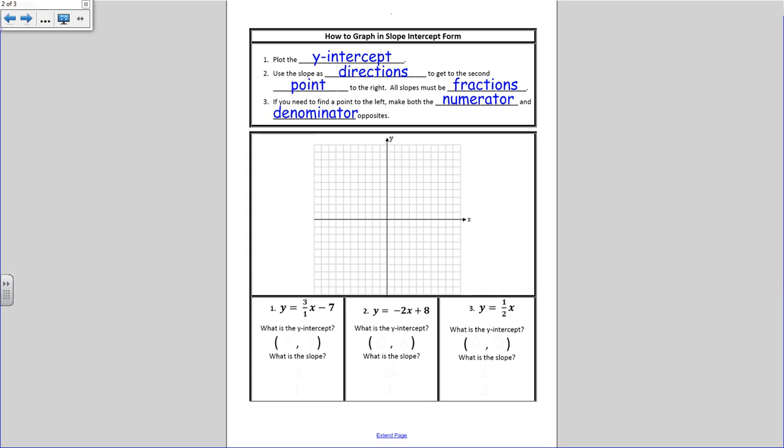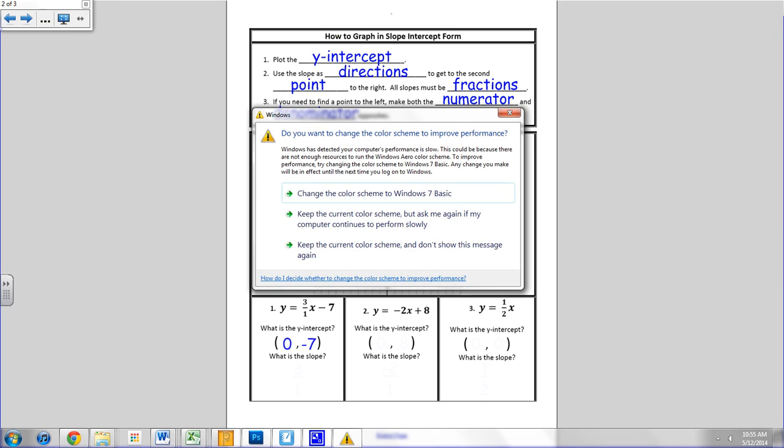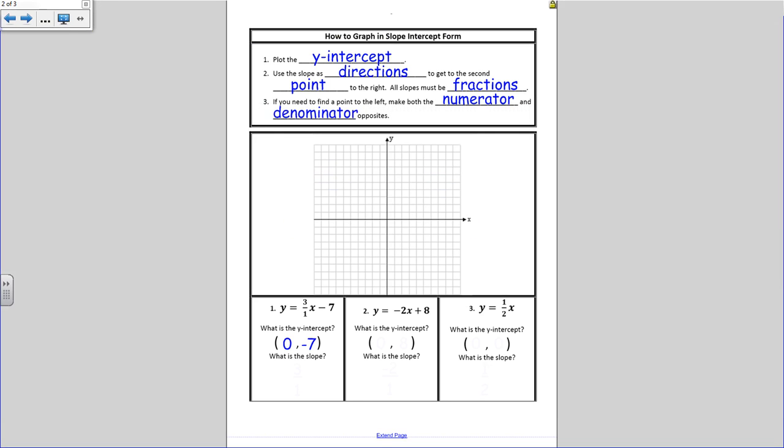All right. So let's look at these three equations that are given to us. Y equals 3 over 1x minus 7. My y-intercept is 0, negative 7. My slope is 3 over 1. They gave us a rise and a run in this case. It was nice and easy.